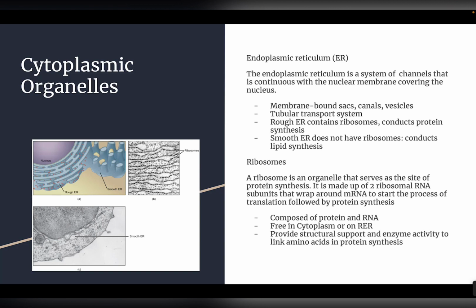Next, we have ribosomes. A ribosome is an organelle that serves as the site of protein synthesis. It is made up of two ribosomal RNA subunits that wrap around mRNA to start the process of translation, followed by protein synthesis. It is composed of protein and RNA. It is free in the cytoplasm or on the RER, and provides structural support and enzyme activity to link amino acids in protein synthesis.